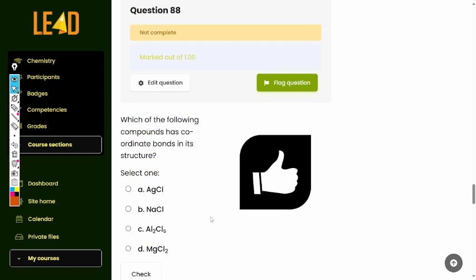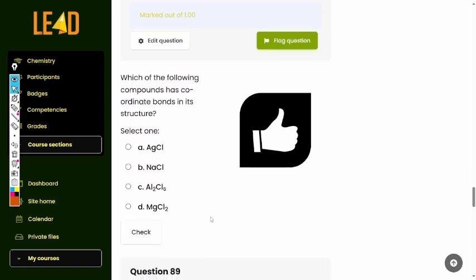88. Which of the following compounds has coordinate bonds in its structure? Let's eliminate the ones we are sure do not have coordinate bonds. Silver chloride is an ionic compound. Silver +1 bonds with chlorine -1, so the electrons that are lost from silver are gained by chlorine. So this is ionic bond. Sodium chloride is the same thing. The electron that is lost from sodium is gained by chlorine, so this is an ionic bond.